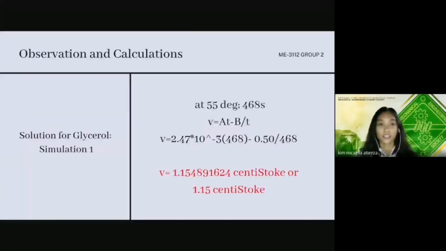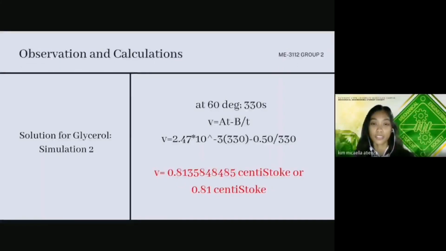So here are the calculations for each simulation using glycerol. At 55 degrees with 468 seconds as time of flow, we have the kinematic viscosity as 1.1548 91 624 centistokes, or approximately 1.15 centistokes. For the second simulation at 60 degrees with 330 seconds as time of flow, we have 0.8135 84 84 85 centistokes, or approximately 0.81 centistokes.